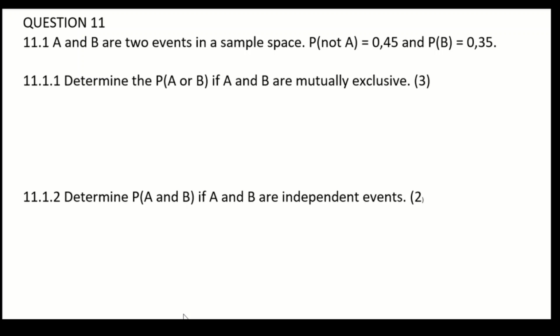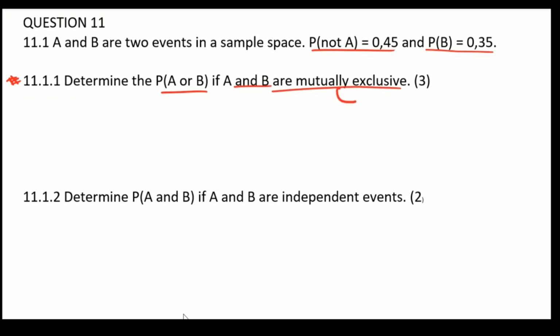Okay guys, so let's solve this question here. What we have is 11.1. A and B are two events in a sample space. The probability of not A is equal to 0.45. The probability of B is equal to 0.35, right? So in 11.1.1, determine the probability of A or B if A and B are mutually exclusive.